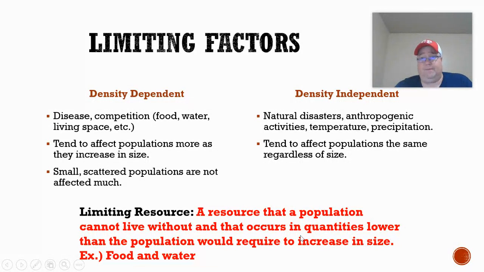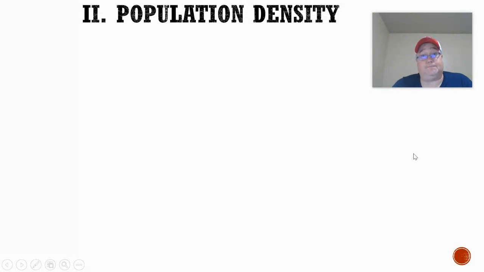So, there's always going to be a limit to how much water there is for a population. There's always going to be a limit to how much food there is. But if there is more food and more water, for example, if we increase those limiting resources, then populations can grow. But again, these things do limit population growth depending on how much of it there is.